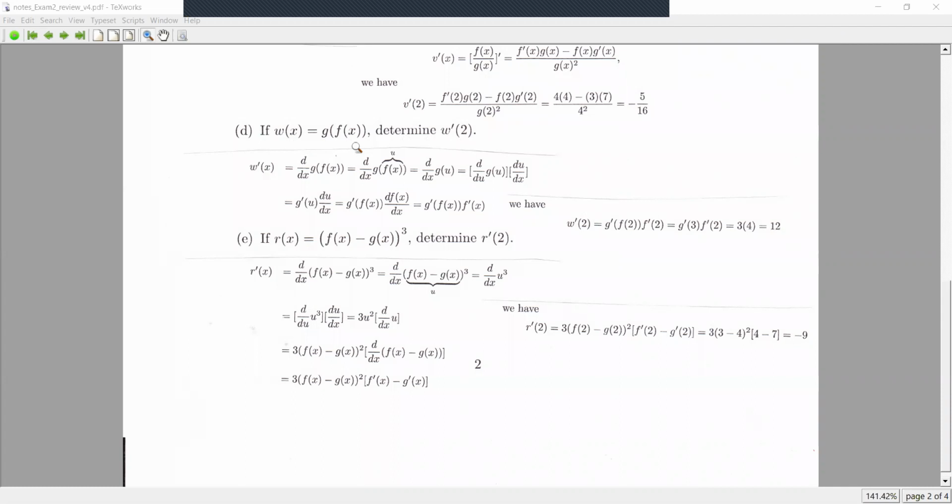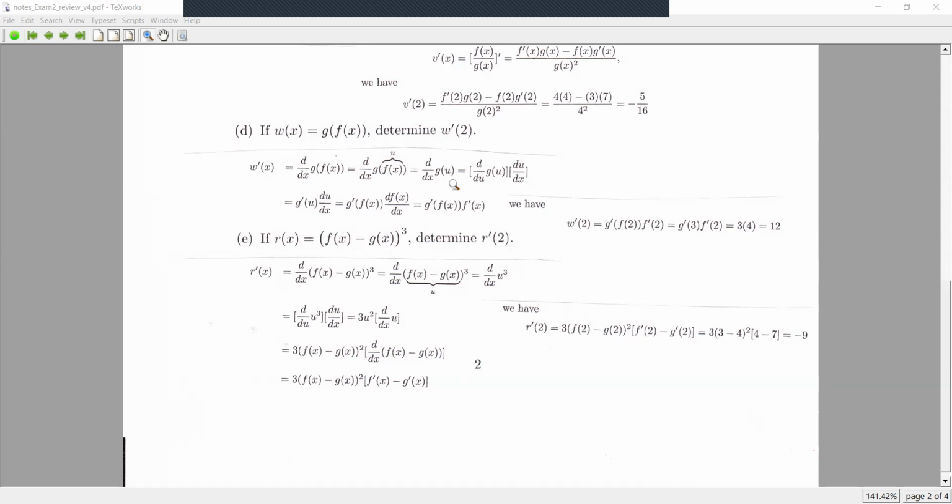This function is a composite function. To compute its derivative, we have to use the chain rule. I let u denote f of x. Then the function g of f of x becomes g of u. In this derivative, x and u are different. We cannot compute this derivative without using the chain rule.